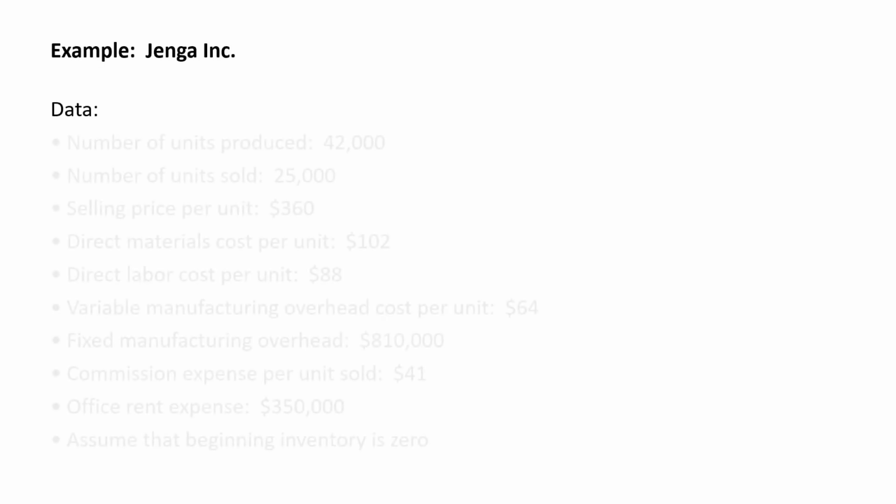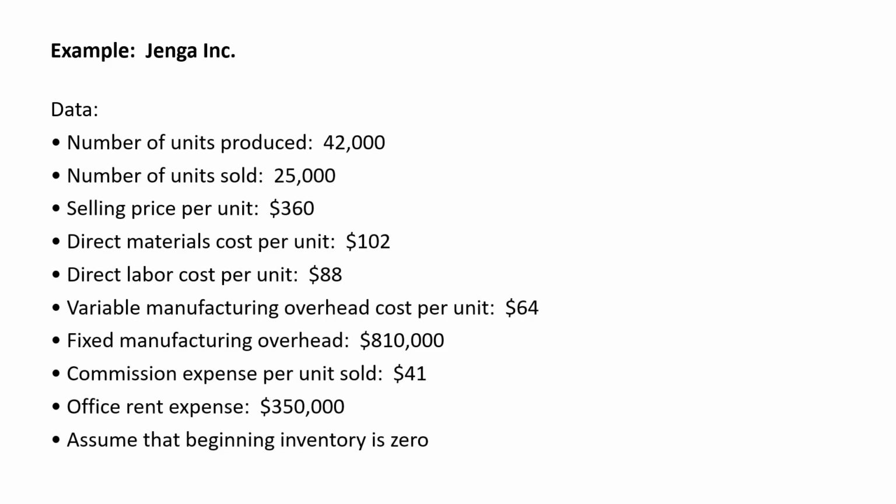We'll use Jenga Inc. as our example. Here's the data. You can pause the ACLET and read through the list. Make sure to pay attention to the last bullet point. We will assume that beginning inventory is 0. This assumption will save you a lot of work.